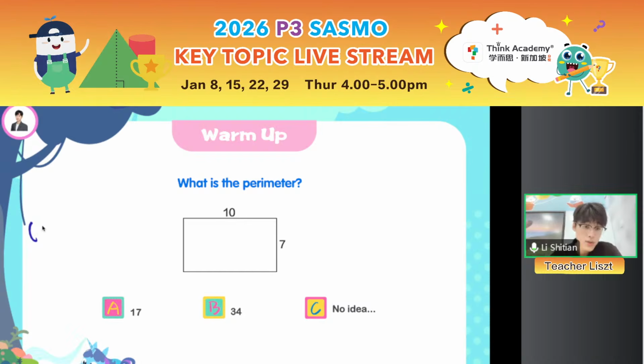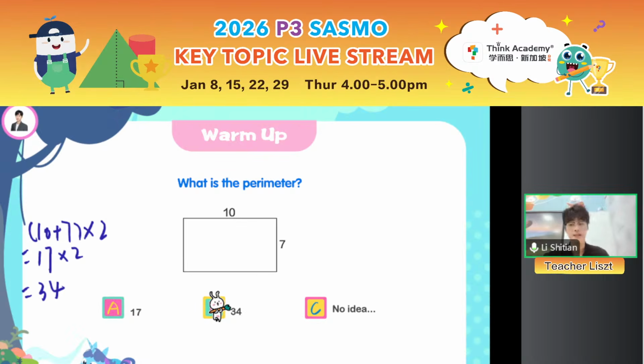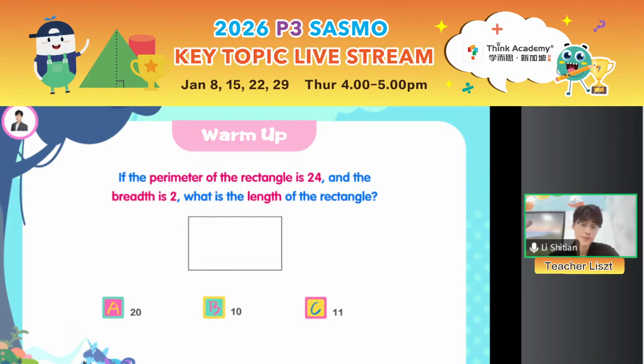So I need to use the 10 plus 7 first, right? Use the length plus breadth. Then I find out how long 1L is, right? Then I need to times 2. Then let's solve it. It is 17 times 2. So the answer is 34, right? So for this question, the answer is option B, right? Easy.